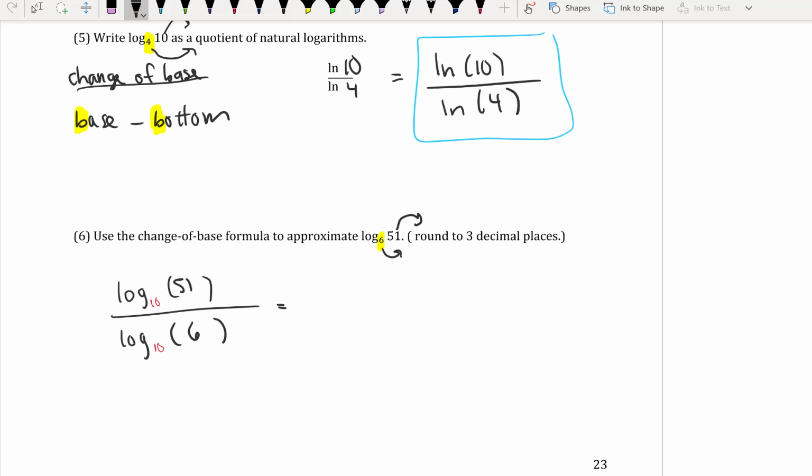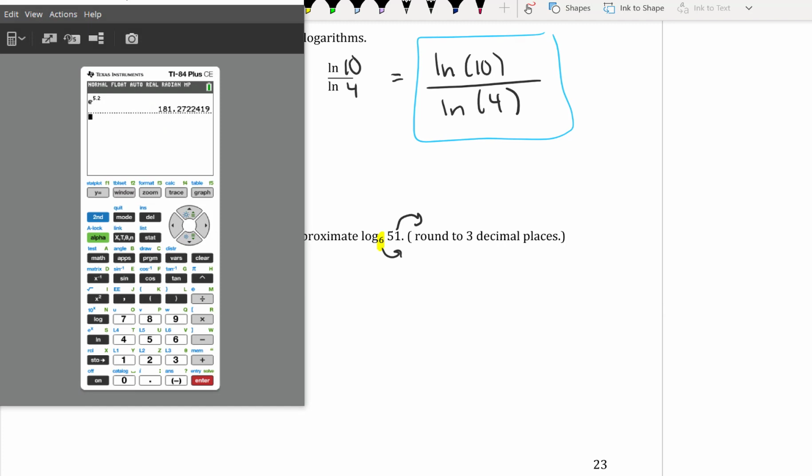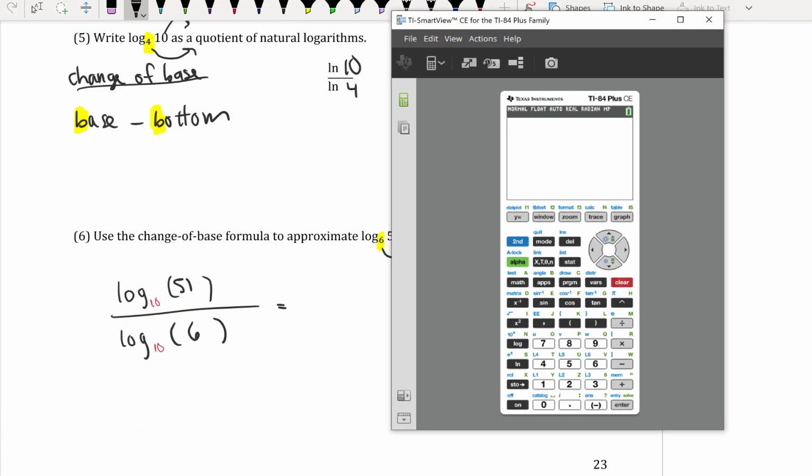So now, when I bring up my calculator, I'm going to have the fraction, and you have this on your calculator as well. You have log, actually, the log button's right here. So log of 51 over the log of 6. And so that gives me my answer.